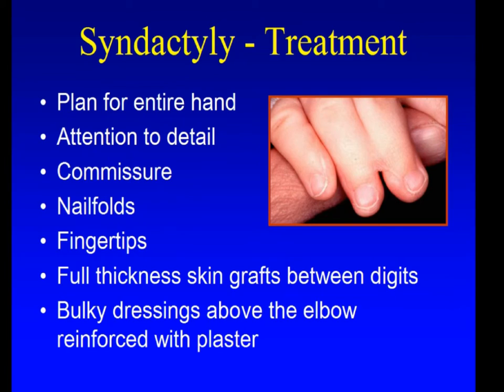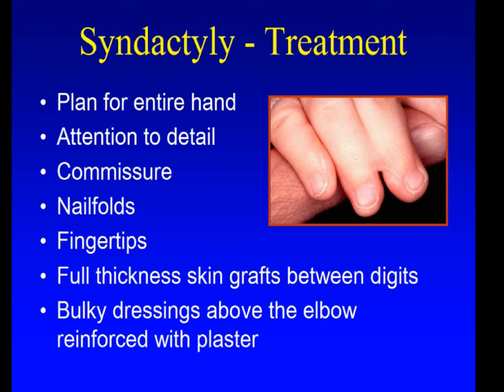So as I mentioned, you want the plan for the entire hand. Here you can see that the fingertips were previously separated in this picture, while the rest of the syndactyly is still present. It's really important to pay attention to detail on these so that your flaps are well perfused and have good full thickness fat tissue on them as well. Really need to work on recreating that commissure in the web space. The nails can be very problematic, and so it's important to make sure that you reconstruct the sides of the nail bed.